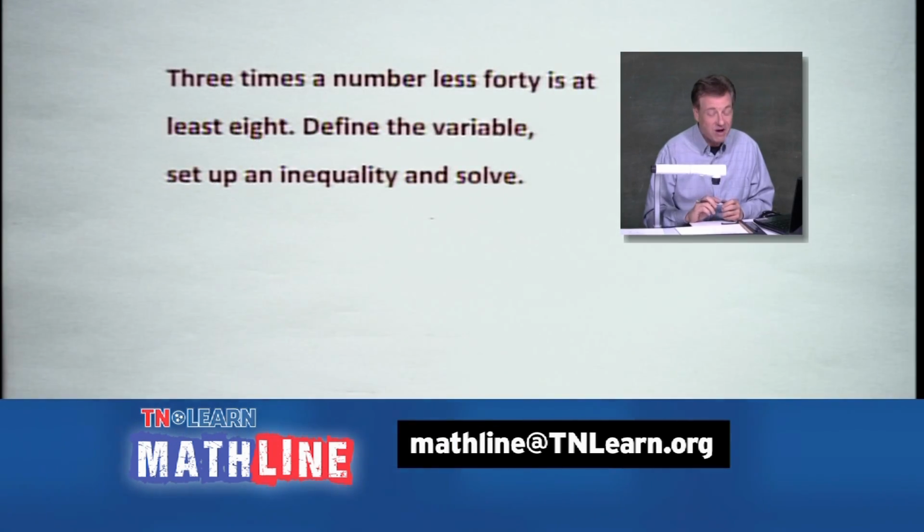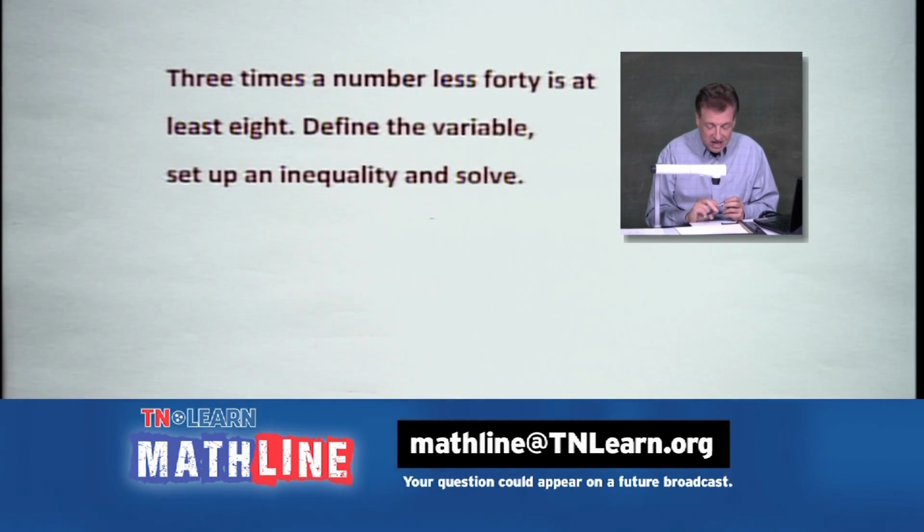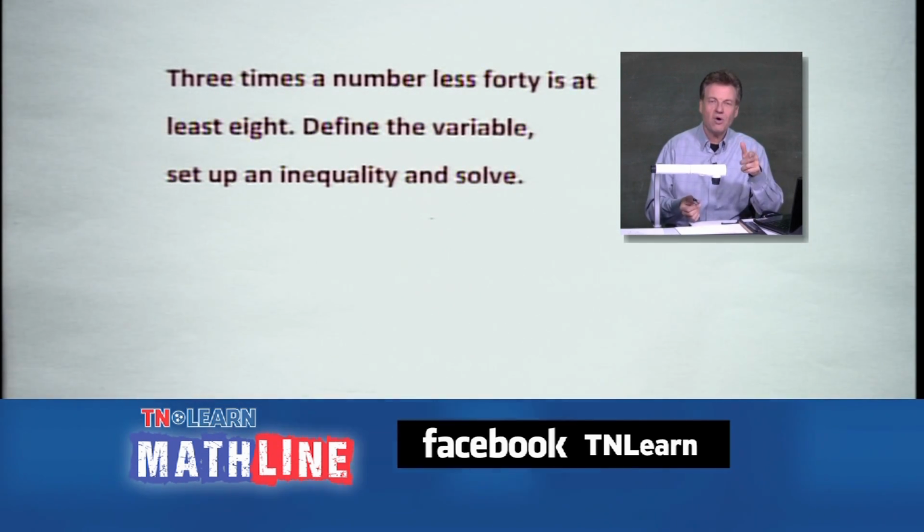Let's take a look at our next problem here. 3 times a number less 40 is at least 8. Oh my goodness, that's the other one. We had at most just a minute ago. Now we got at least. That means 8 or more. 8 or more, all right? So keep that in your mind.